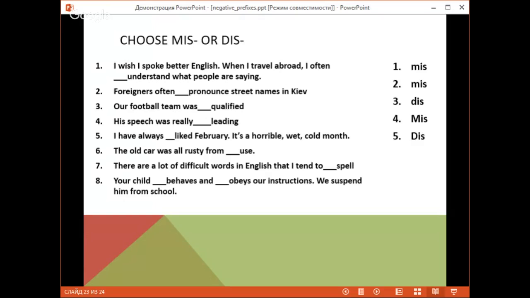Number 6, the old car was all rusty from what? From disuse. Yes, because it was not used for a long time. Number 7, there are a lot of words in English that I tend to misspell. But luckily, spell checkers help all of us nowadays. And number 8, your child misbehaves and disobeys our instructions. That is why we suspend him from school.